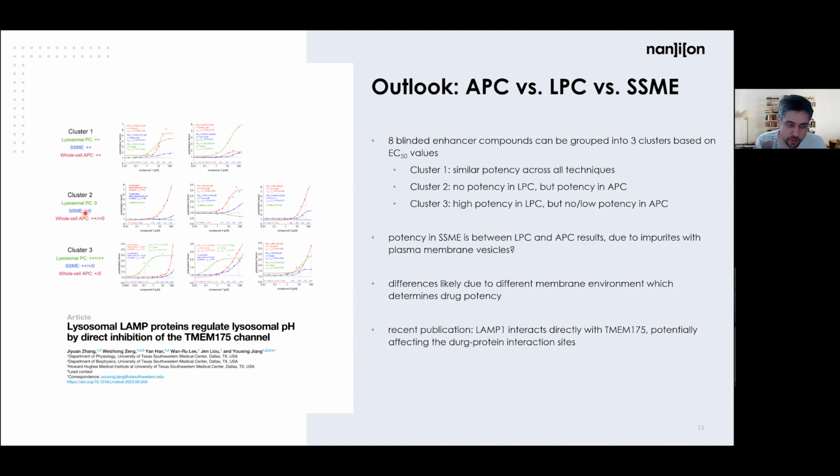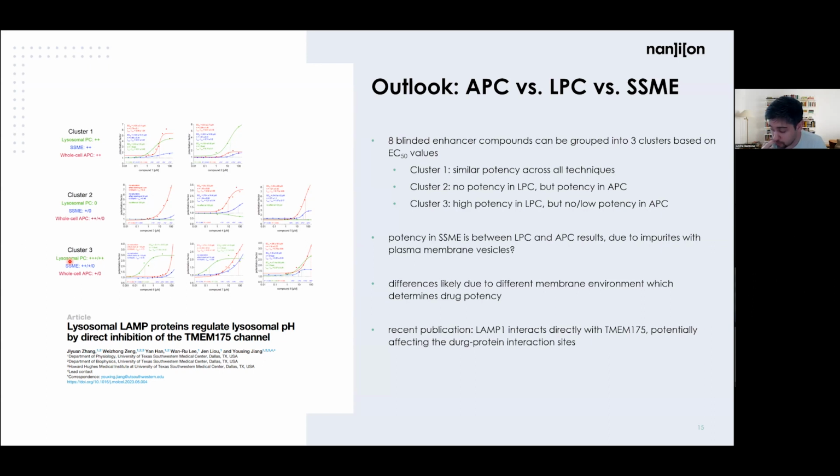And that's why I was mentioning that we have here a mixture of plasma membrane vesicles and lysosomes. So that could explain why the SURFER is basically in the middle of these techniques. And for cluster 3, it's a very similar thing, but here we see high activity in lysosomal patch clamp, essentially no to low activity in whole cell patch clamp, and the SURFER again is somewhat in between.